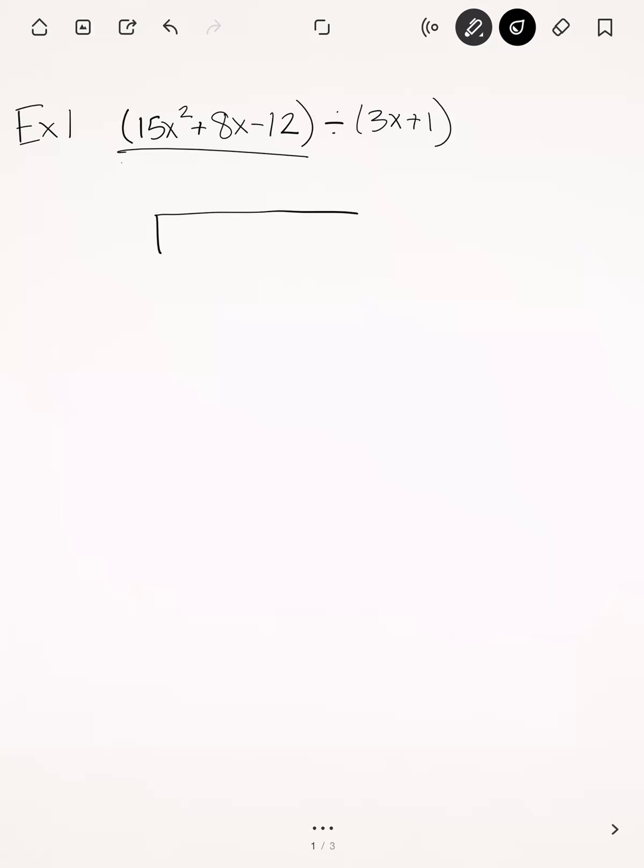So this is the same thing that we've done in elementary school, except now we have variables with it. So I get 15x squared plus 8x minus 12. Then I have 3x plus 1. So whatever comes first goes on the inside. What comes second goes on the outside.